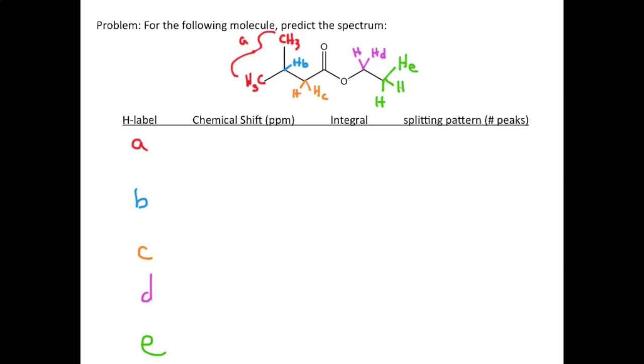Alright, so let's walk through and figure out our table. We have the number of signals. We want to do chemical shift, integral, and splitting pattern, the number of peaks we see. So let's first work through A. A, chemical shift. Which one do I look at? Either, because they're equivalent. I have an H connected to an sp3 carbon to an sp3 carbon. What is my range for the chemical shift of that? Well, that is my normal situation, so I will have a peak anywhere from 0.8 to 1.8 ppm.